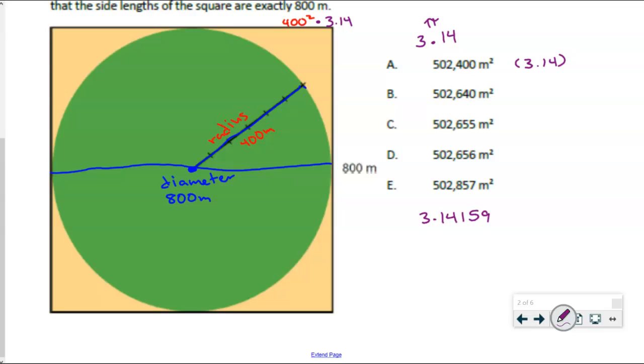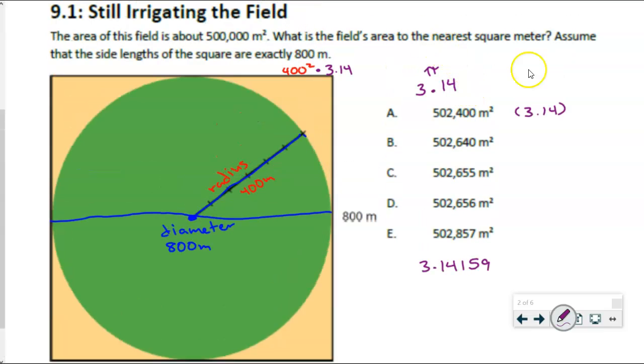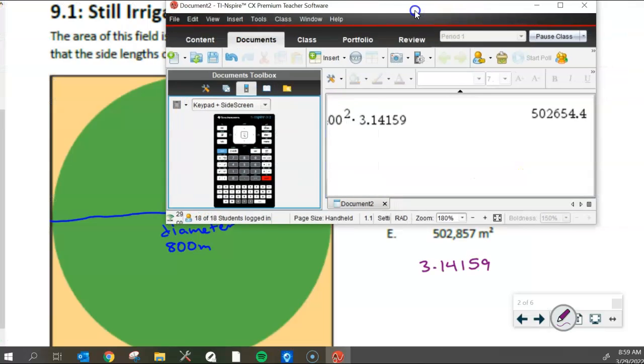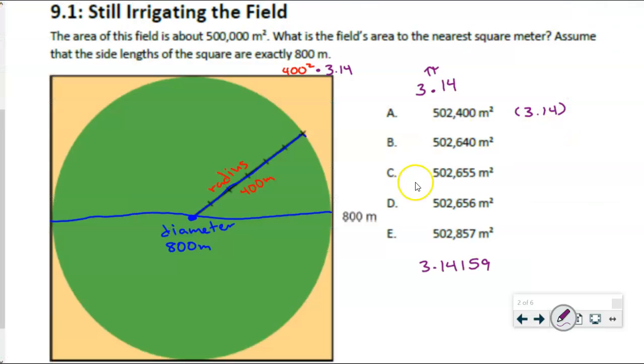Great. So, what we're seeing, because it does say, I do believe that we are rounding to the nearest whole meter, right? Yeah, to the nearest square meter. So, when you gave your answer, you said we get 502,654.4, rounded to the nearest whole would be, well, it's actually rounding up to 55, right? But this would be using the approximation 3.14159. Isn't that interesting?